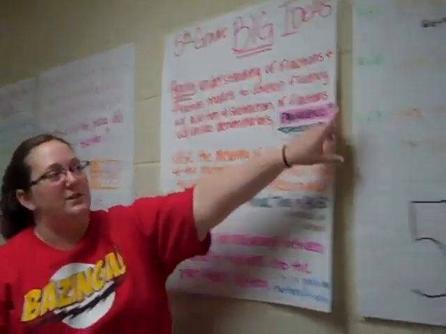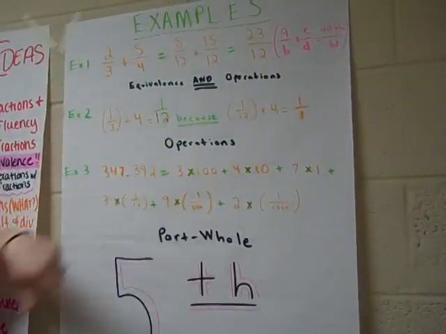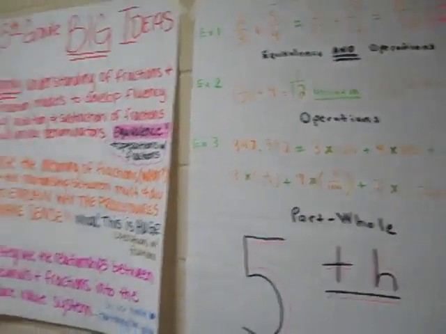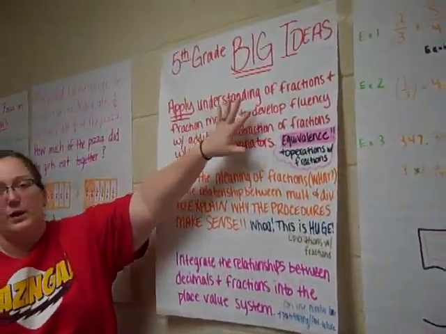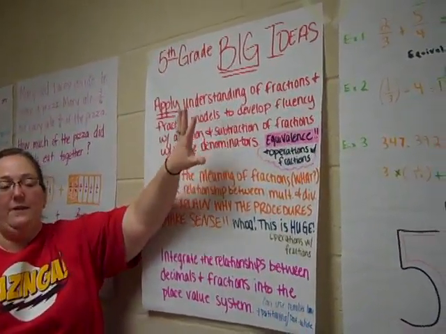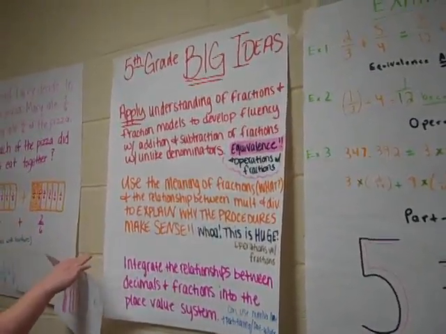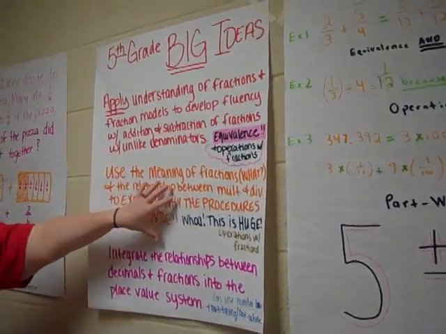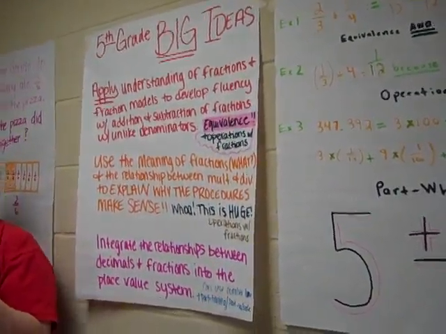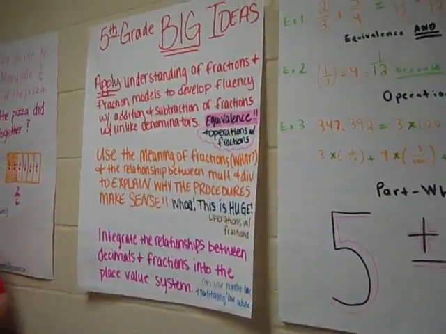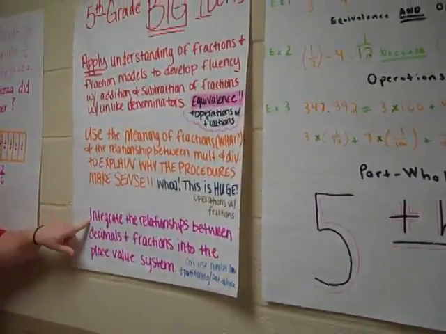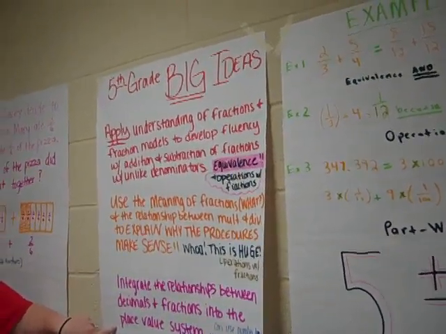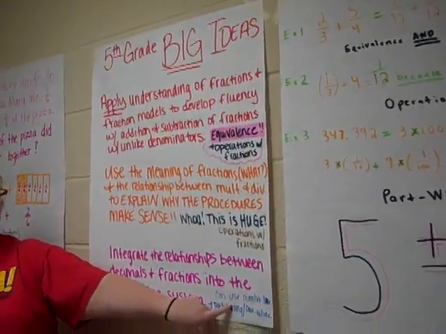And that was the operations with fractions right here. And so they've taken the addition and subtraction here, and they're becoming fluent with it. And they're building on, because this brought up multiplication with a whole number, and now they're going to do it with two fractions. And they're going to bring in some division. And then this one, integrate the relationships between decimals and fractions into the place value system.